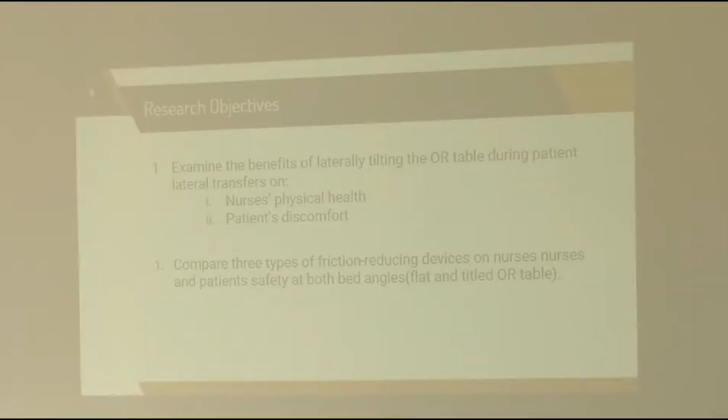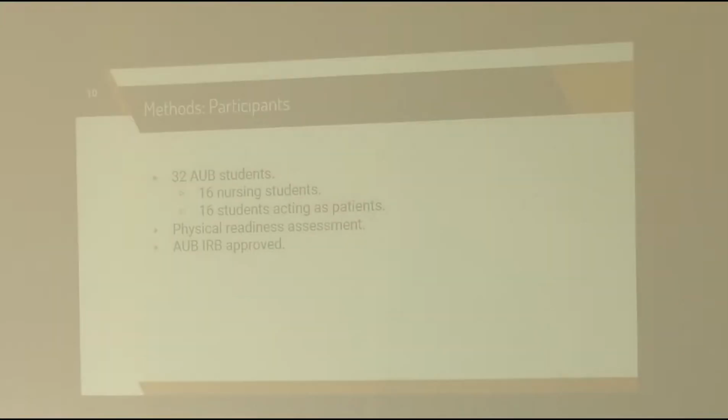Thus, the objective of this research is to examine the benefits of laterally tilting the OR table on physical health and to compare the ability of friction-reducing devices in promoting safety. In this study, 32 students served as participants, and they were divided into two groups. 16 nursing students acted as nurses, and 16 students from other faculties acted as patients.